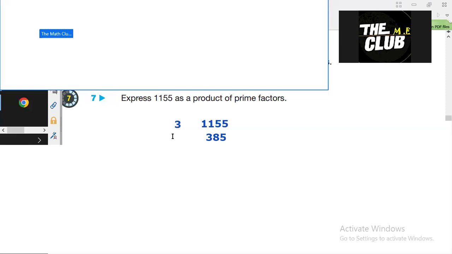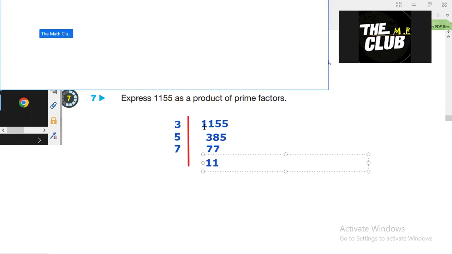So I'm going to divide it by 5. So here I divide it by 3 and then by 5. Now, when I divide it by 5, it will give me what? Very good. It will give me 77. So I'm going to write 77. Now, 77, I can't divide it by 5, so I'm going to divide it by 7. 77 divided by 7 will give me 11.